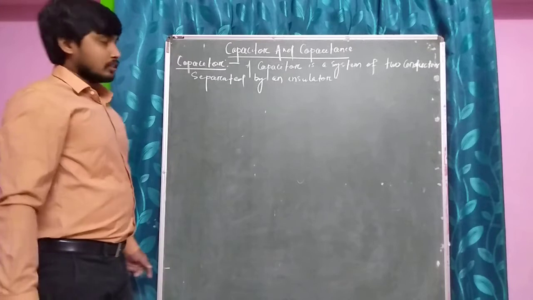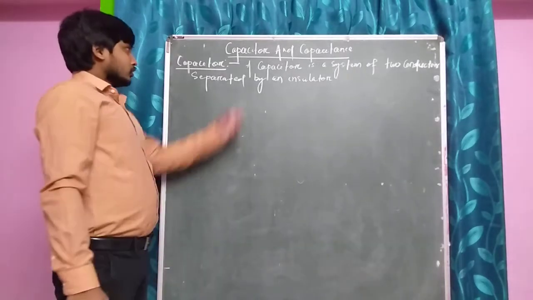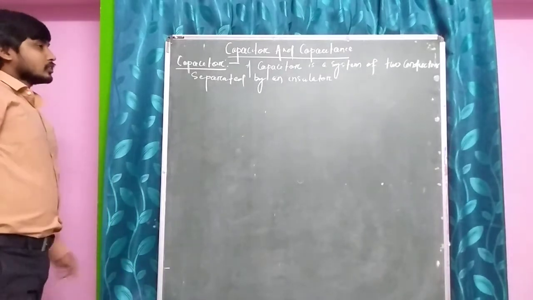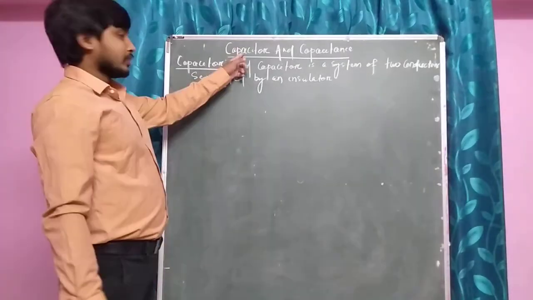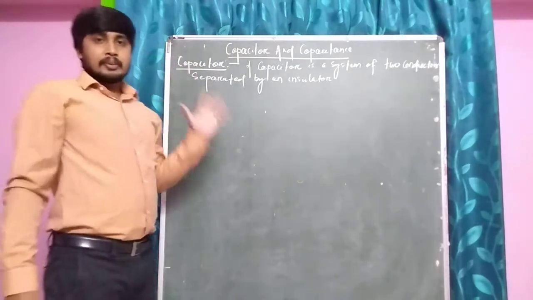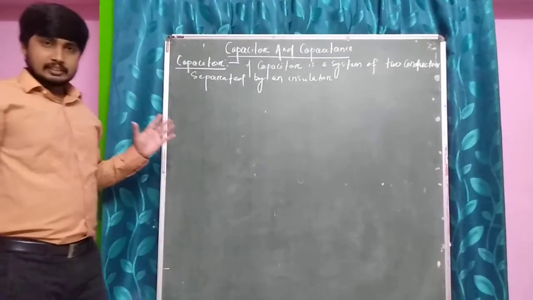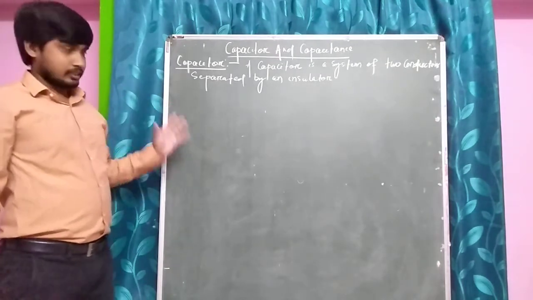Good evening, students. Today we will be discussing capacitors and capacitance. So let us first start with what a capacitor is. A capacitor is a system of two conductors separated by an insulator.